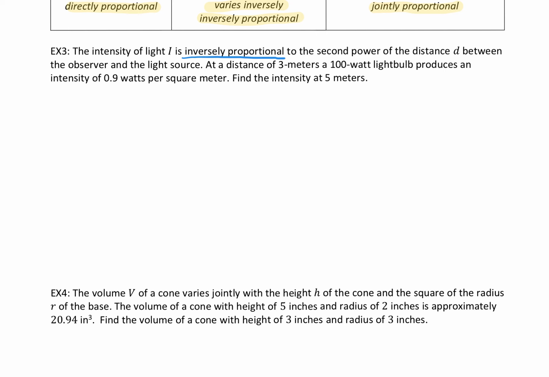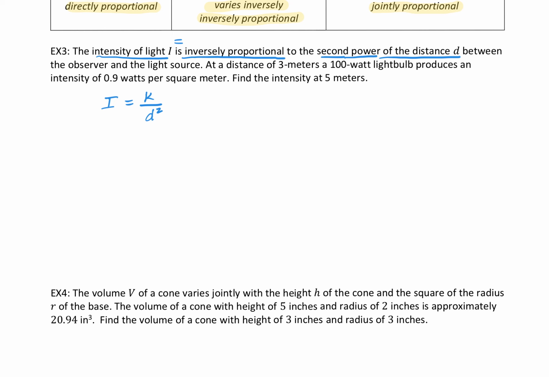And we're going to call that I. So the first thing I'm going to do is, in that first sentence, that gives me my formula. It's an inverse variation, and the intensity I is, that's my equal, inversely proportional, so I know I'm going to have my k and then something below it. What it's inversely proportional to is the second power of the distance d. So that's d to the second power. I have my formula for intensity.